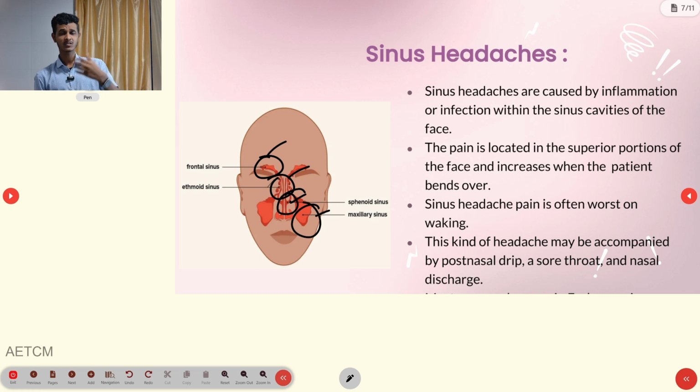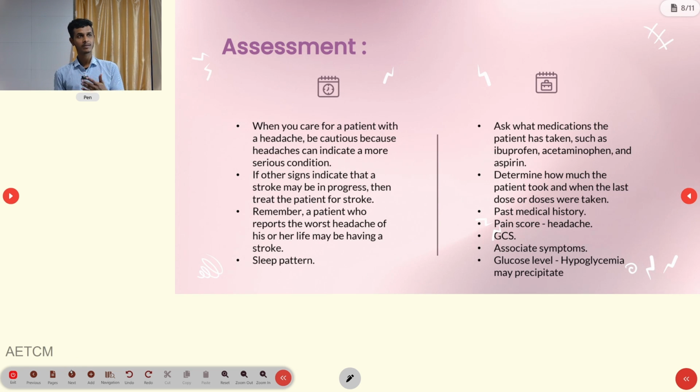Mostly it will occur in the superior portion of the face, and the most provoking factor for the sinus headache is leaning forward, or in the early morning the intensity of the pain will increase on waking up from the bed. Those are some provoking factors. These are accompanied by postnasal drip, sore throat, and nasal discharge. Those are some associated symptoms also.